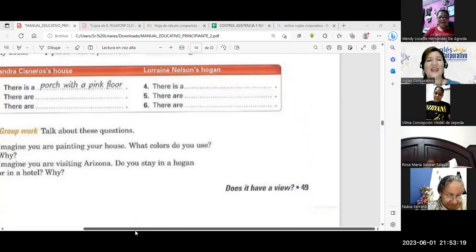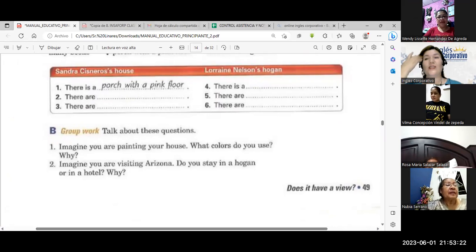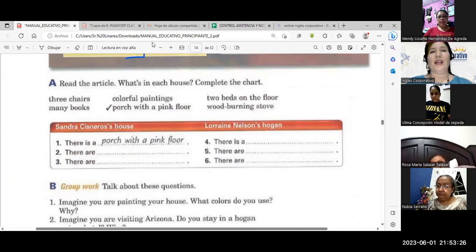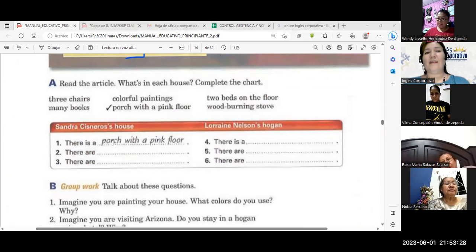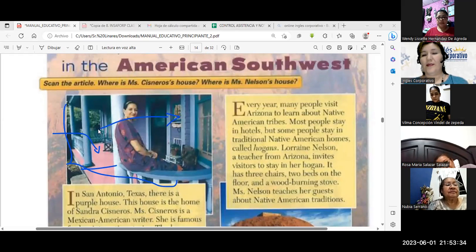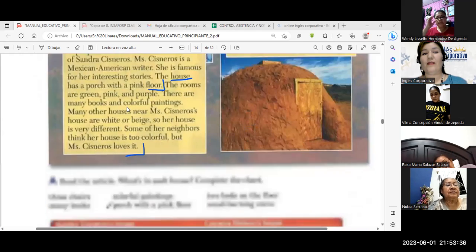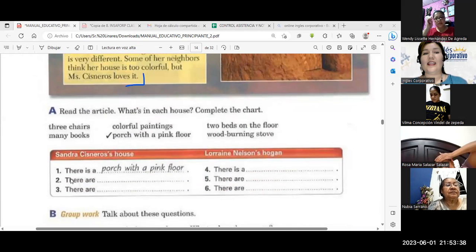So in this one, this is the example that was on the platform. Ese fue el ejemplo que estaba en la plataforma, el que hicimos en la plataforma. And it says, there is a porch with a pink floor, right? There is a porch with a pink floor. It's this one, right? It says, there are three chairs, there are two beds, there are many books, because this is plural, right?